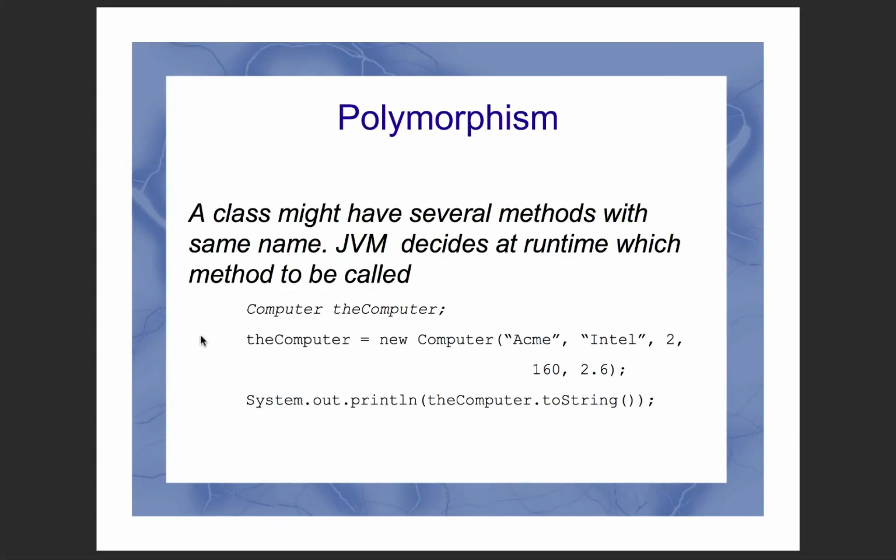So in Java also, a class might have several methods with the same name. The Java Virtual Machine, which is called JVM, decides at runtime which method to be called. So you can have several methods with the same name. It could be confusing which method would be called, but that is decided during runtime. So the Java Virtual Machine decides at runtime which method to be called.